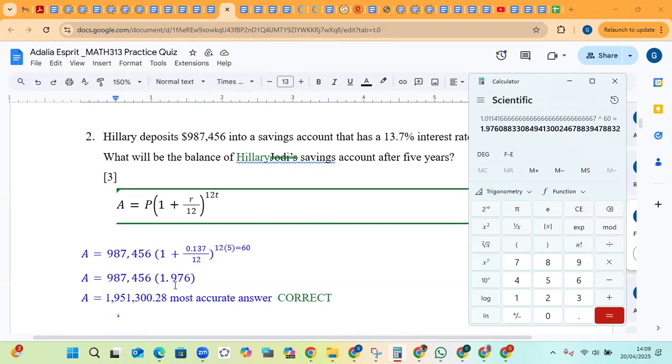So that's where, in this solution, we have a 1.976, rounded off to 3 decimal places. You can go as many decimal places as you wish. 3 is fine. And then now we can multiply this now to the principal, which is 987,456, to get an approximate value of $1,951,300.28. So this solution appears to be correct. Question number 2 in the practice quiz.